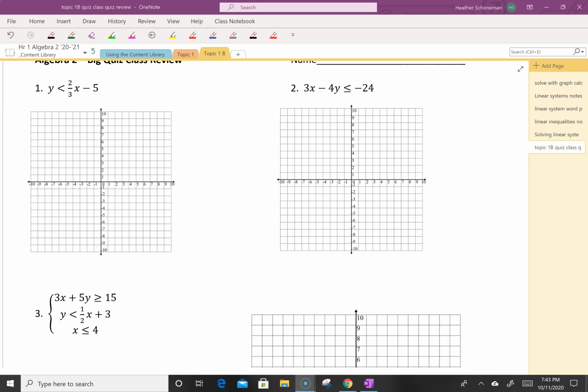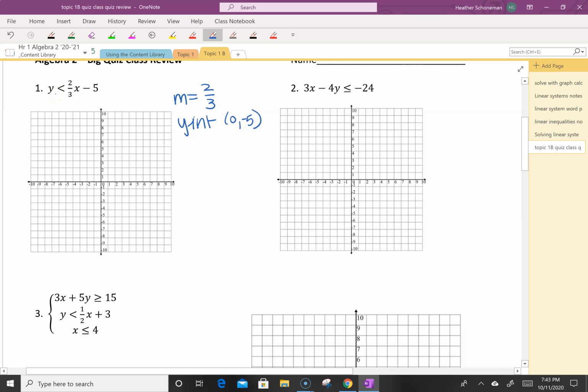Right, this is your review for your big quiz. On the first two problems, we need to graph these inequalities. The first one is in slope-intercept form, so we need to identify the slope, which is 2/3, and the y-intercept, which is (0, -5).